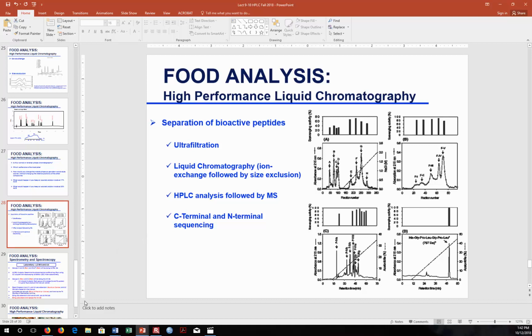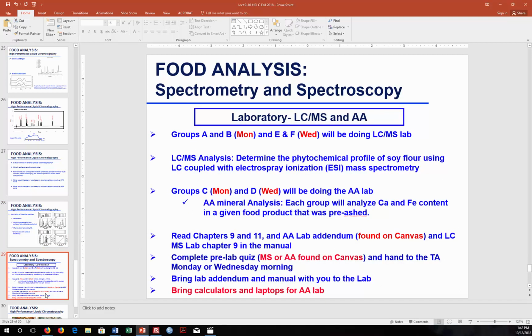Sorry, one second. Please make note of next week's lab as a group. If you are group A and B, you are doing LC-MS, ENF also LC-MS. Group C and D are doing atomic absorption for mineral quantification. I will send an email out with more detail, but please select a group leader today before you leave, so that the group leader is ready to lead you in lab next week.